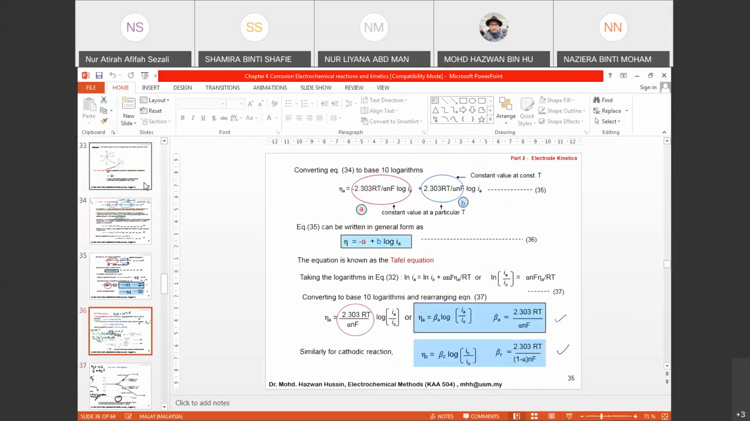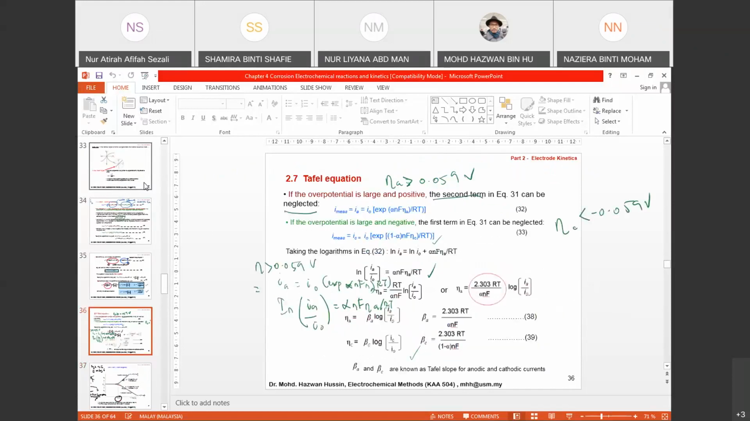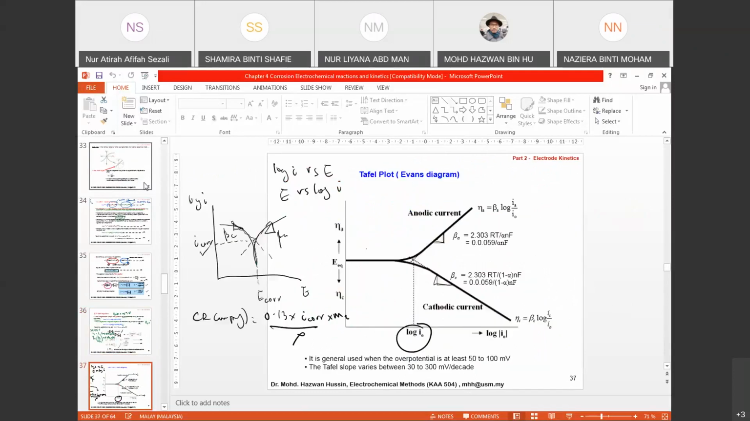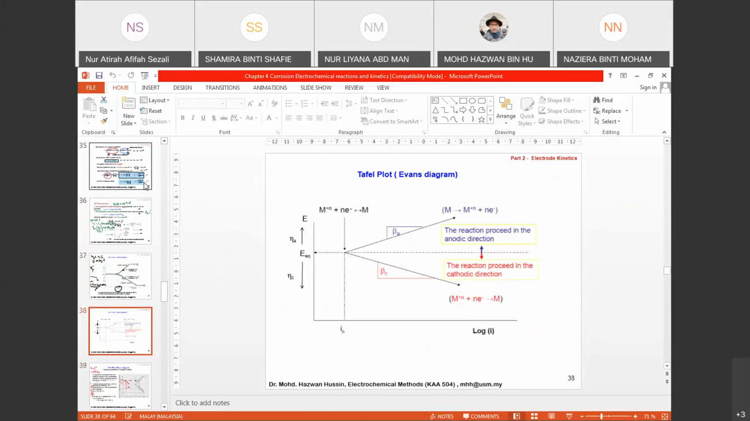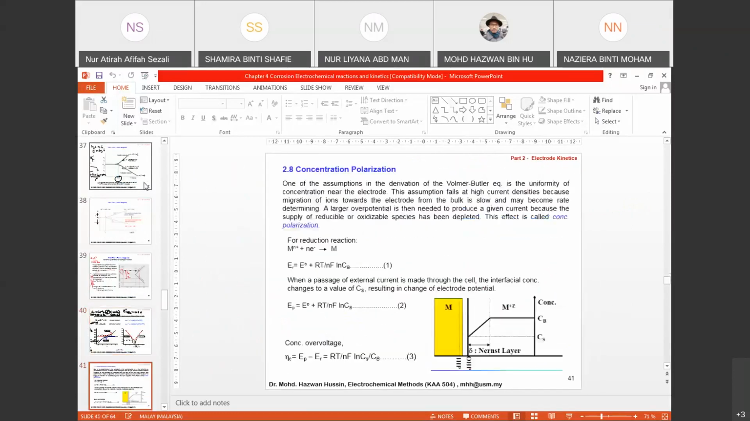And for Tafel slope also, we have looked through how we are going to derive this equation. So what does it mean by Tafel slope? Tafel slope is basically the beta anodic and beta cathodic. Beta anodic and beta cathodic, you can get from the Tafel plot. It's actually the slope of anodic and also the slope of cathodic. All right. And today we are going to continue with concentration polarization. Okay.